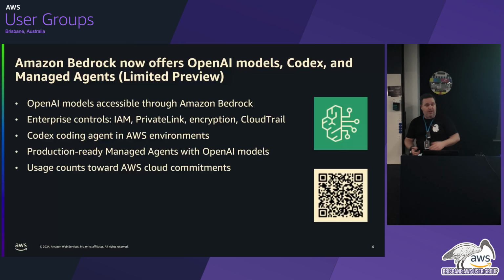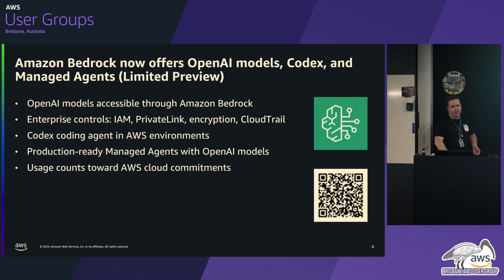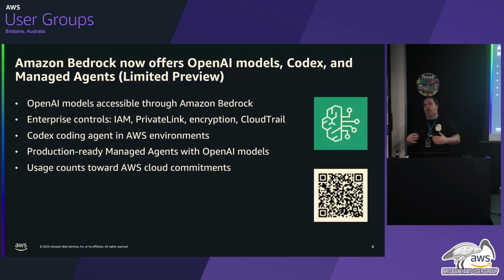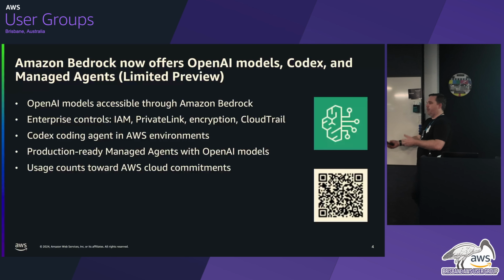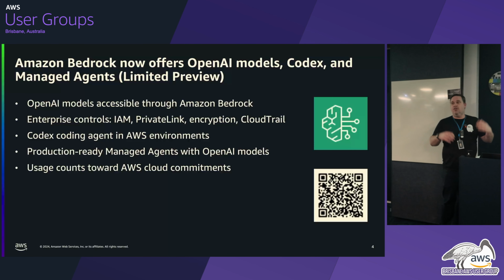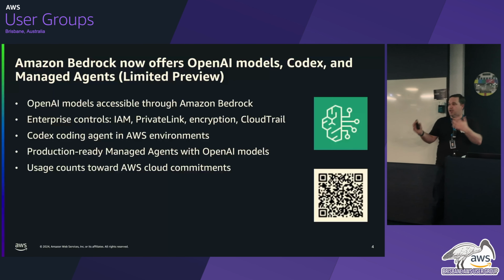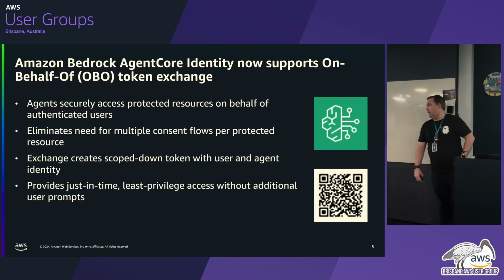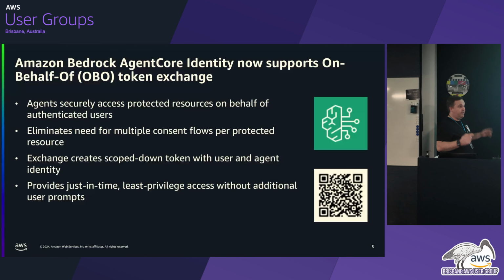Bedrock now also has OpenAI models available. You can also get Codex and managed agents. This is in limited preview at the moment, but this will roll out further. So effectively now through Bedrock, you can get Anthropic, you can get OpenAI's models, you can get all of the other models, you can get Kimi, you can get Mistral, you can get all the models that you want through Bedrock today on AWS. Is that available in AP Southeast too? Not yet. Limited preview tends to be very limited. But yes, I do expect that to fully roll out and be available across lots of different regions.